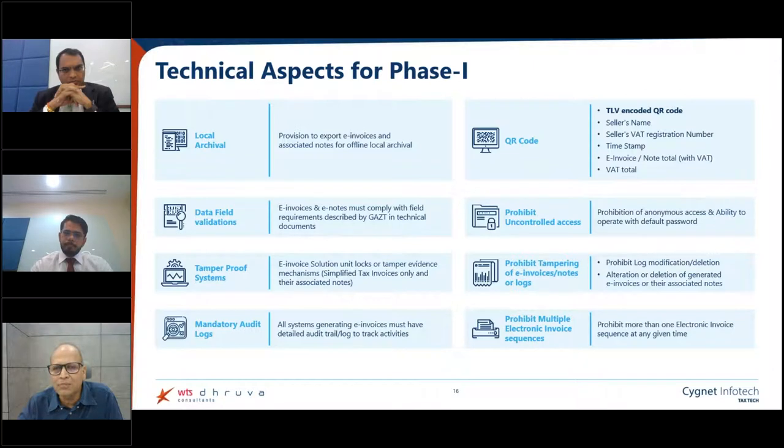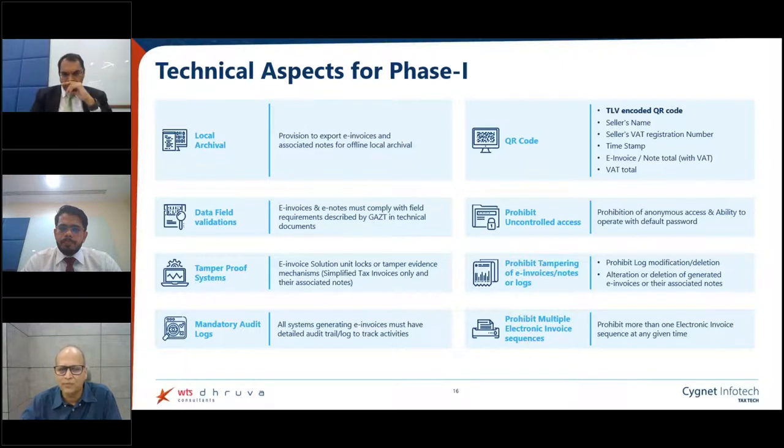And QR code generation alone is not enough, because the sequencing aspect has to be taken care of in the entire process, and how you will take care of phase one as well as phase two, because many of the clients I have discussed with are looking at phase one in isolation to phase two. This is going to be very challenging going further, because a lot of requirements in phase one are a small subset of what is going to come into phase two. So it is important not to look at phase one in isolation. Second, the format of the QR code and the technicalities around it should be understood in detail. So these are the two pointers from my side.